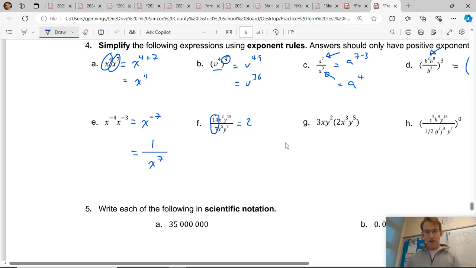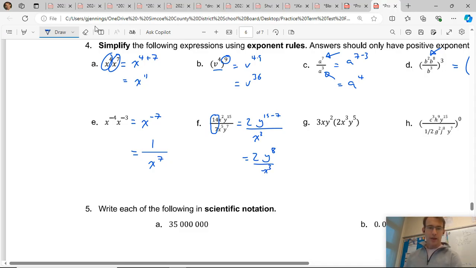Okay, x to the 2 divided by x to the 5 is x to the 3, but downstairs. And y to the 15 divided by y to the 7 is y to the 15 minus 7, which is y to the 8. So the answer is still 2 multiplied by y to the 8 divided by x to the 3.